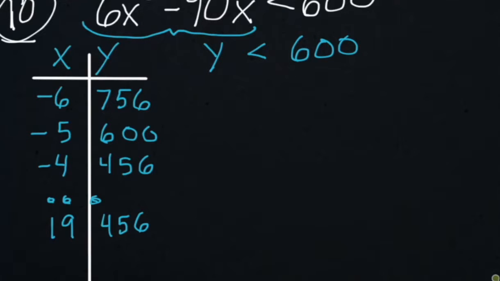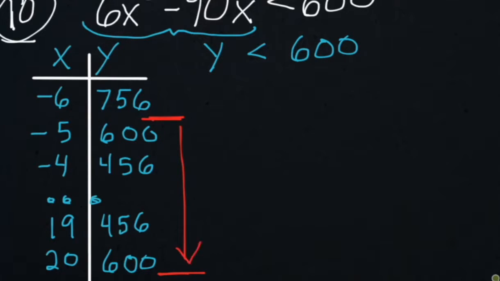Now it's going to start coming up. 20 is at my 600. And 21 is at 756. So my 600 is at negative 5 and positive 20. Everything that's less than 600 is between those two numbers. So I go from negative 5 to positive 20.